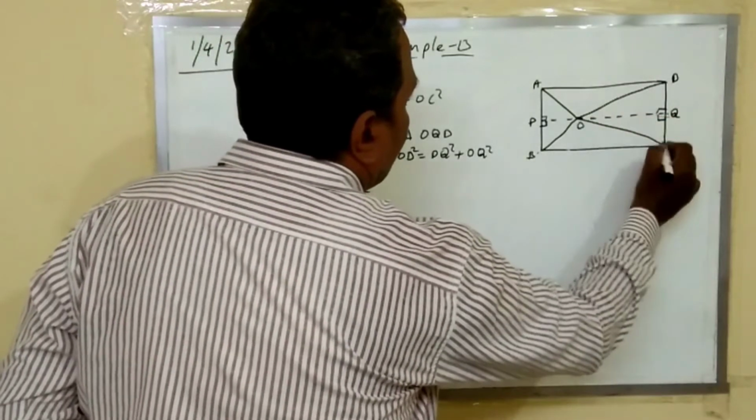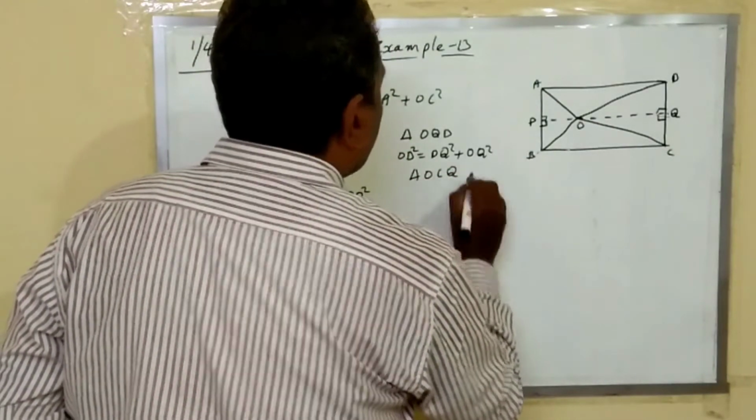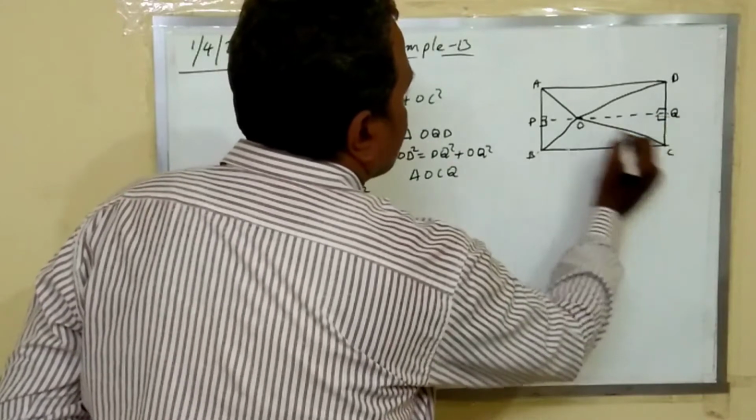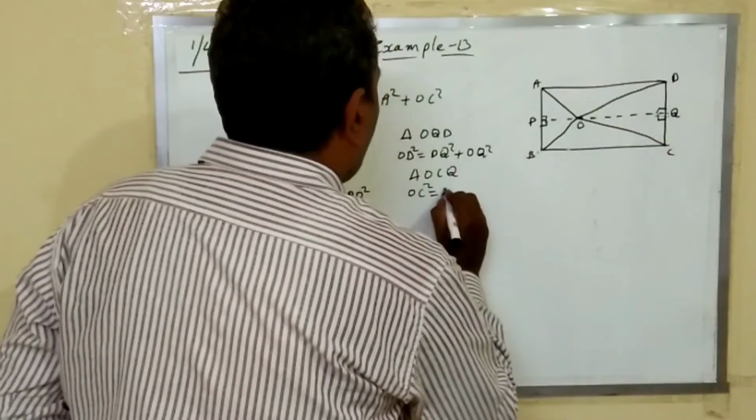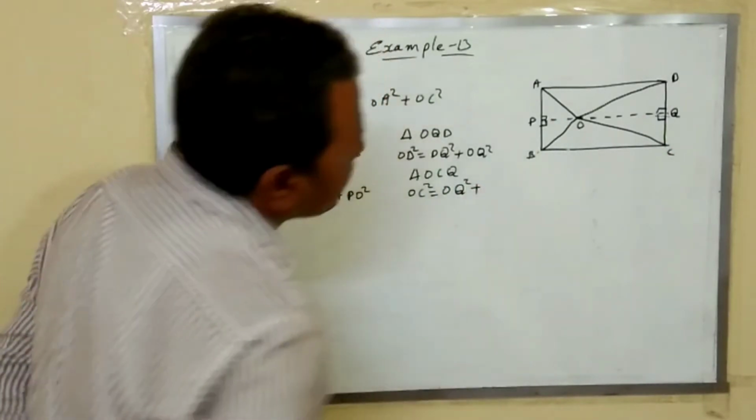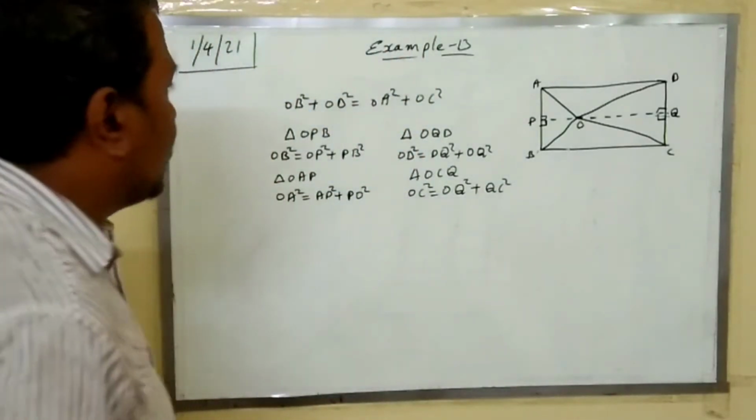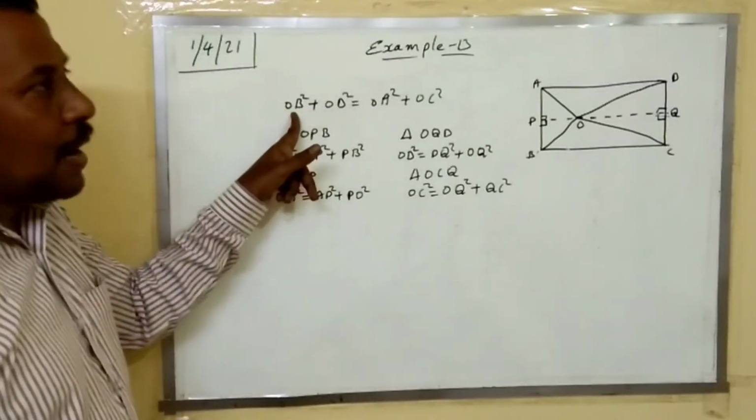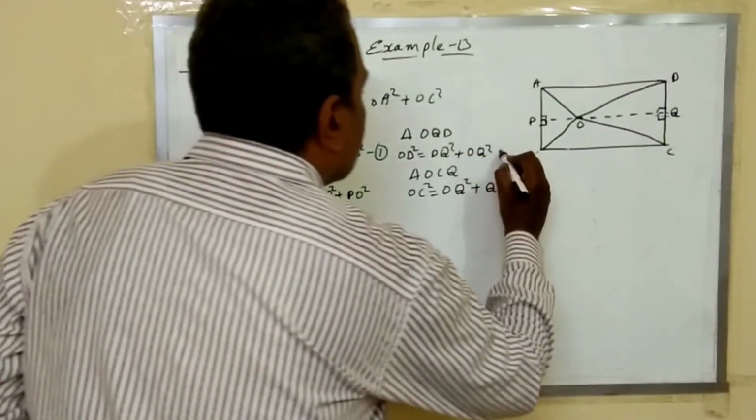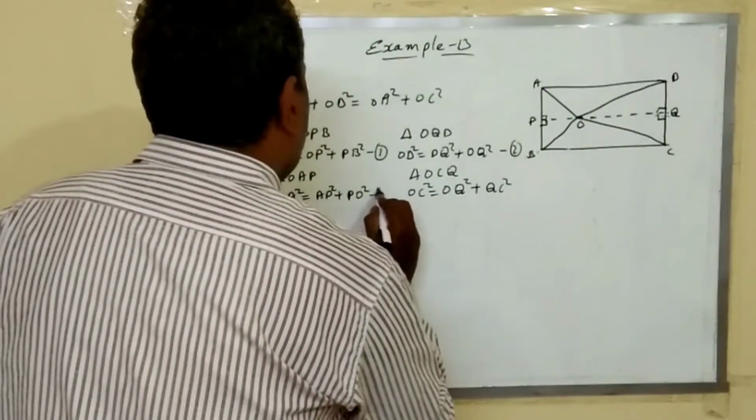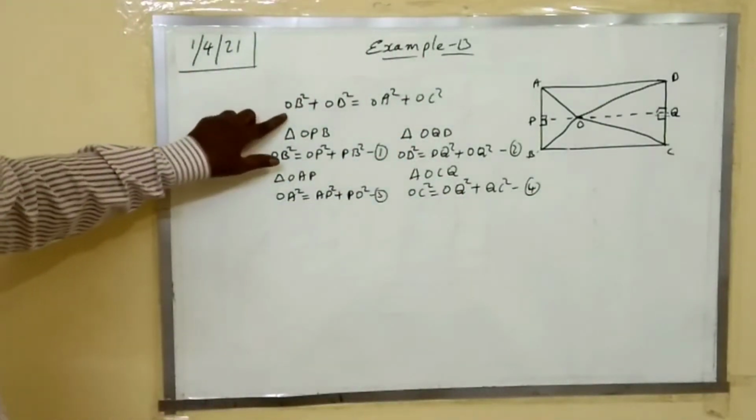And take the right angle triangle OCQ. This is the right angle, this is the hypotenuse. OC square is equal to OQ square plus QC square. Now what I need to find is OB square plus OD square. That means I need to add. This is the first equation, this is the second equation, this is the third equation, this is the fourth equation. Add these two equations.